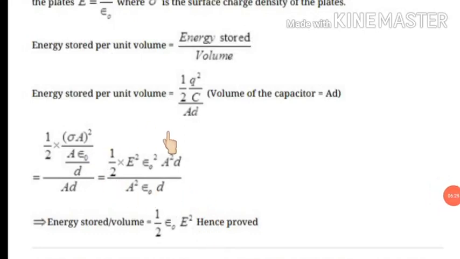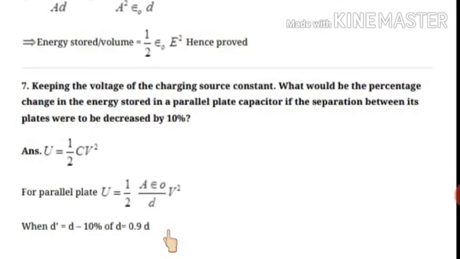I think this step is clear to everyone. Just sigma upon epsilon naught is replaced by E. So we have multiplied and divided by epsilon naught. That's it, nothing else we have done. Now this A square D will get cancelled from the numerator and denominator, and one epsilon naught will get cancelled by one epsilon naught. So finally what we will have is half epsilon naught E square. So this is the energy stored per unit volume, and that is what they just want us to prove. So I think this question is also clear.